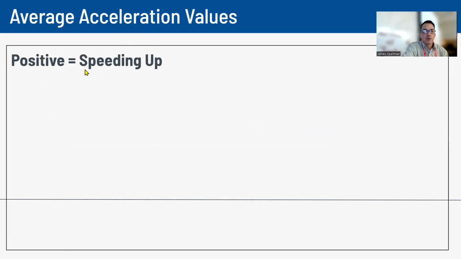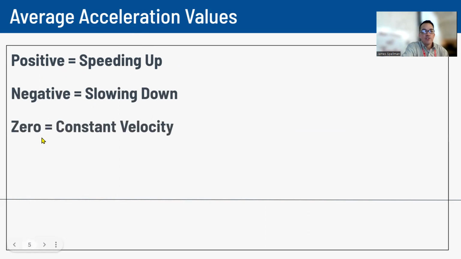Acceleration can be positive, negative, or zero. So if you have a positive acceleration, that means the velocity is increasing, so you're speeding up. If you have a negative acceleration, that means that your velocity is decreasing, so you're slowing down or decelerating. And if you have zero acceleration, that means your velocity is constant.